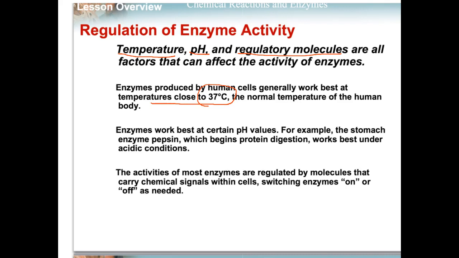In conditions where it's too hot or too cold, that means that your enzymes are not going to work well and your chemical reactions are not going to proceed as quickly. Another factor that affects the chemical activity of enzymes would be the pH value.